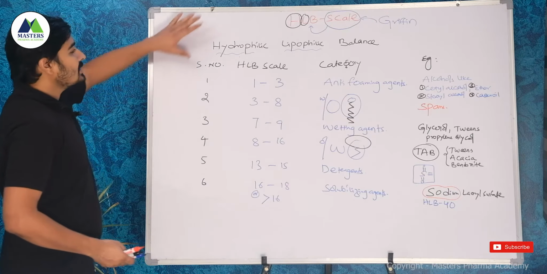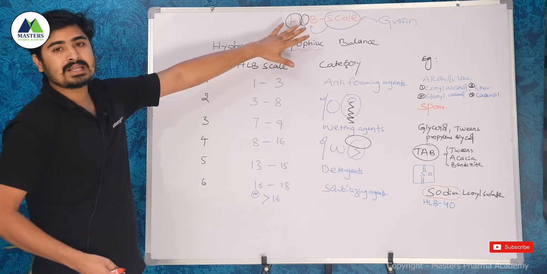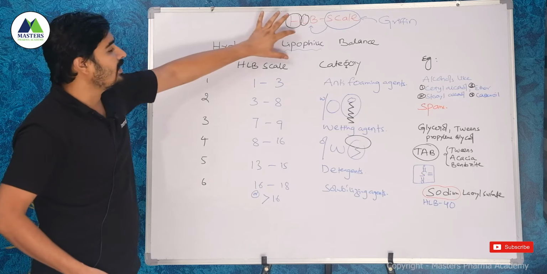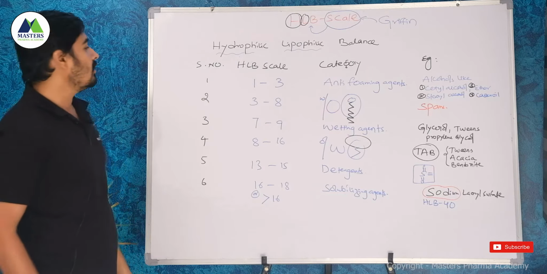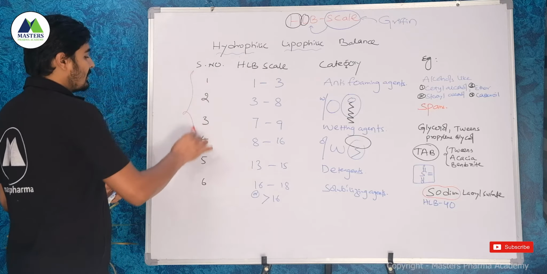Okay. So this is the important scale. Who gave this scale? Griffin gave this scale. The HLB scale is given by Griffin, and it represents the hydrophilic lipophilic balance. Okay. So how many numbers are there? It is a 6 number scale.